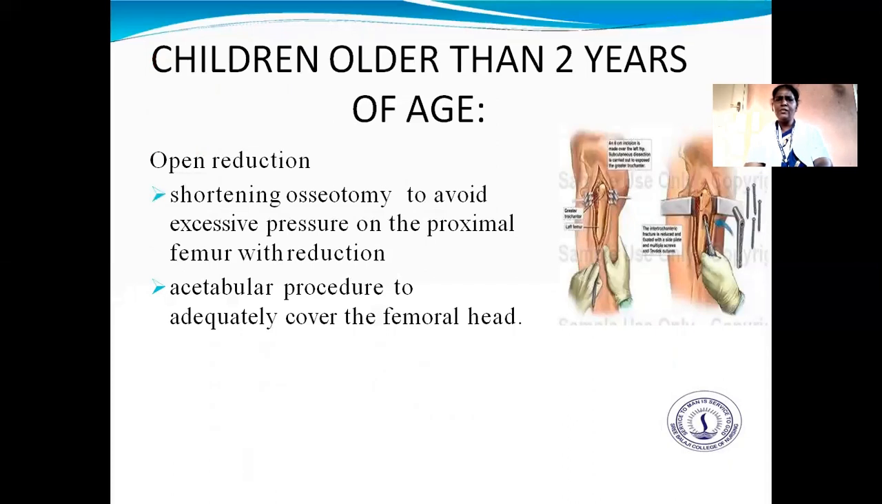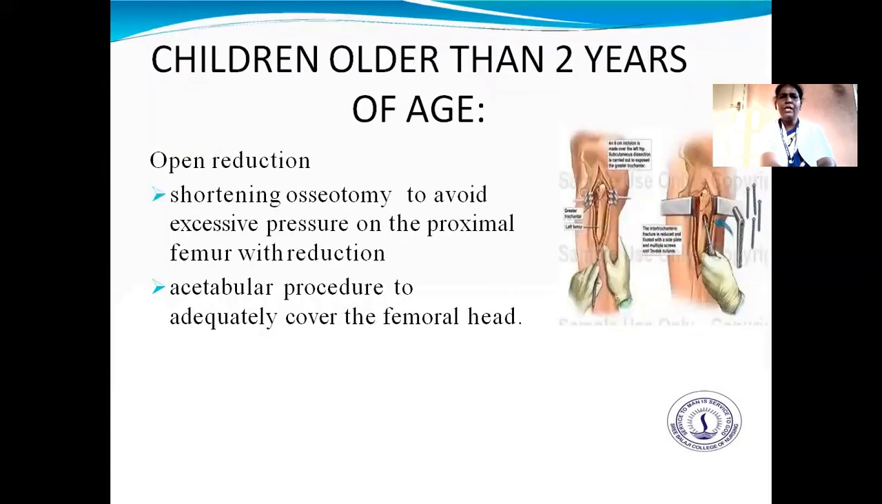For children older than 2 years of age, open reduction will be performed. This includes shortening osteotomy to avoid excessive pressure on the proximal femur with reduction. Then acetabular procedure to adequately cover the femoral head. This is about children older than 2 years of age.